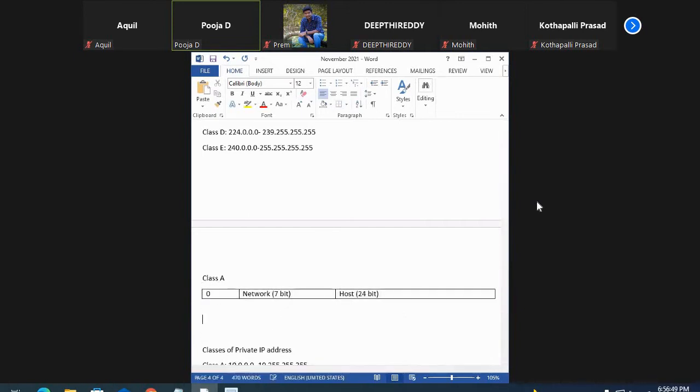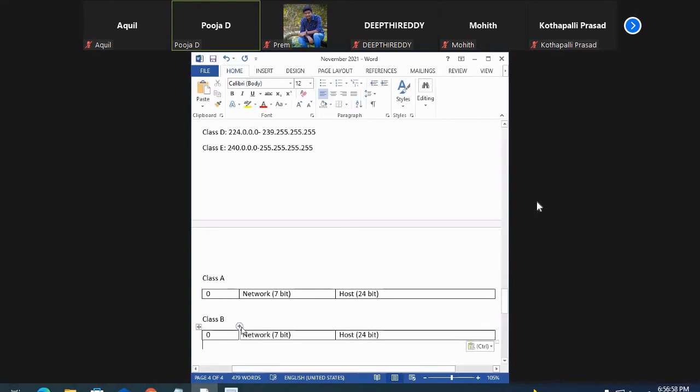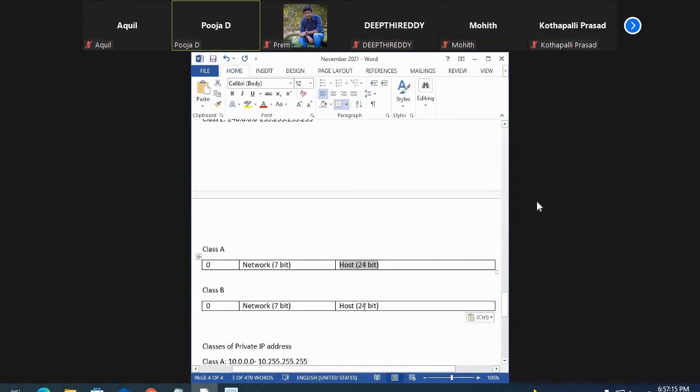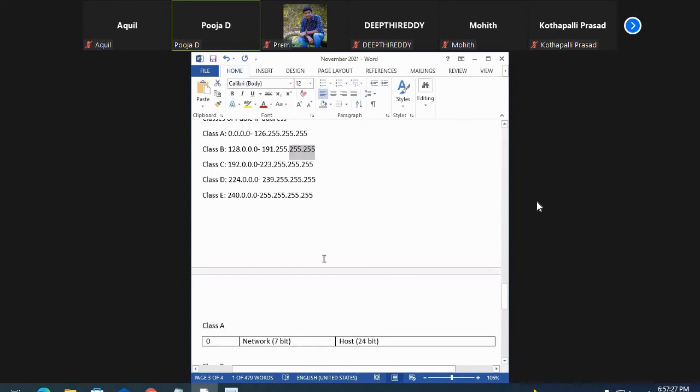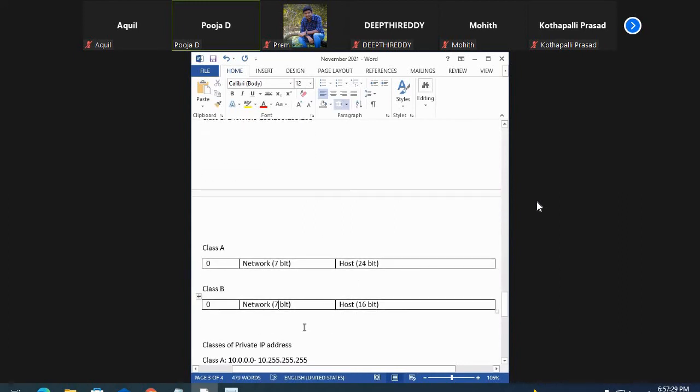In class B, this is for public IP addresses. Here the division is 2:2, whereas in class A it was 1:3, where one 8-bit is for the network and 3 are for the host. So if it is 2:2, 16 bits we can assign for the host, 8 plus 8, and for the network it is 16.